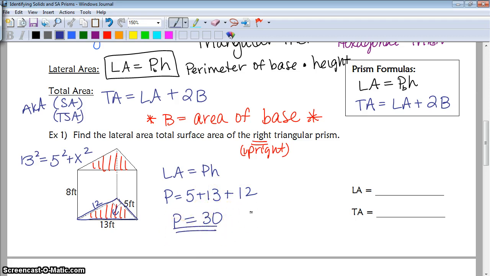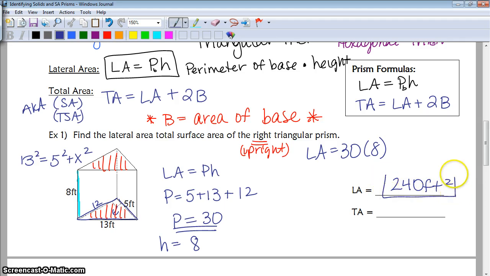Now I need to find the height. Well, the height is that segment that separates your bases. So in this case, the height is 8. So my lateral area is 30 times 8. So my lateral area is 240 feet squared, because remember this is area, so units are squared. Now total area, once again I write down my formula, TA equals LA plus 2B.